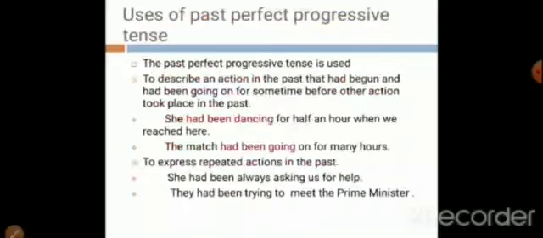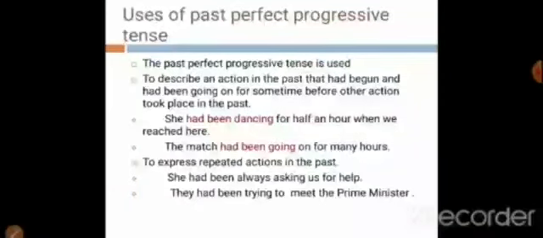Past perfect progressive tense. You can see two words here: past perfect, and the other is progressive. So when do we use them? Past perfect progressive tense is used to describe an action in the past that had begun and had been going on for some time before another action took place in the past.